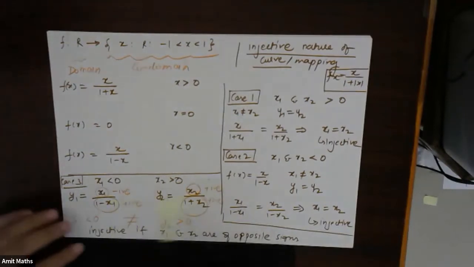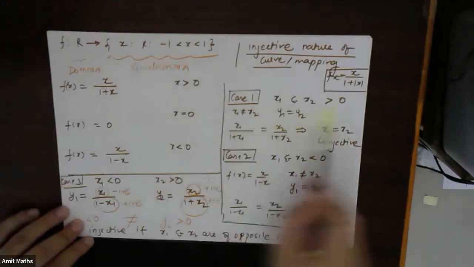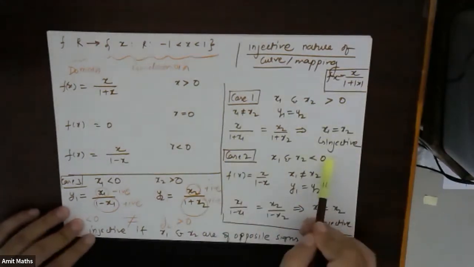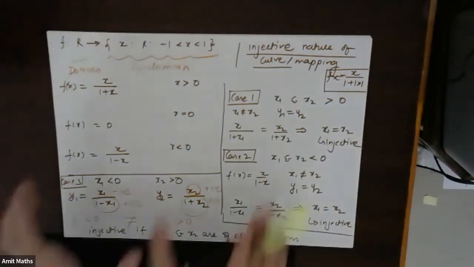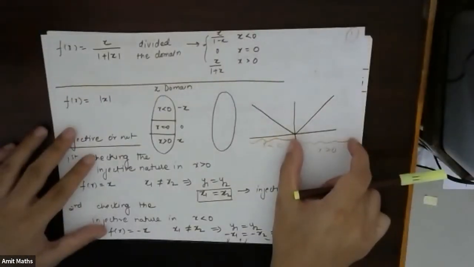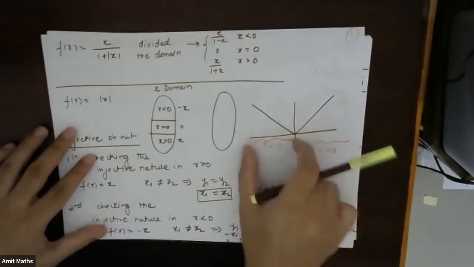See, in the third case, I will explain once again. In case 1, I hope you understood. In case 2, you understood. Okay. The third case is what? In the previous example, when both were on the right side, or when both were on the left side, these were injective.